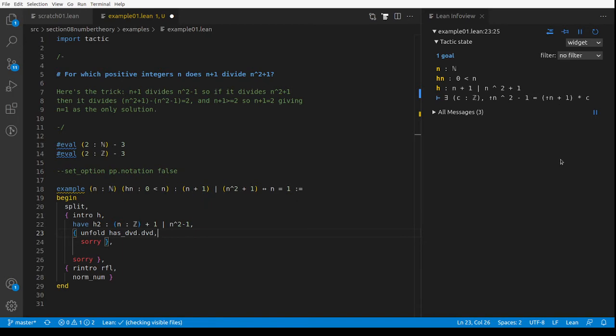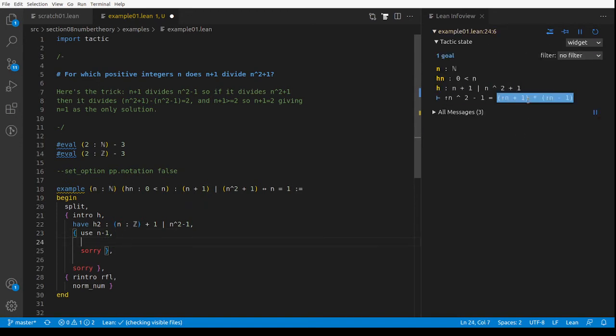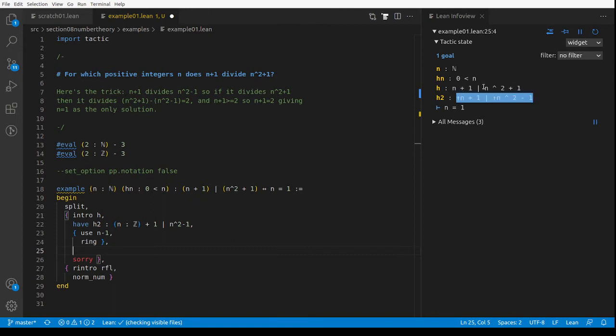Because the goal is exists, we can make progress with use. So we can use n minus 1. Now this is an identity in ring, so ring will do this presumably. Yeah, so there we go. Now we know that n plus 1 divides n squared minus 1, and we also know that n plus 1 divides n squared plus 1. But it's not the same n. There's an integer n and a natural n.